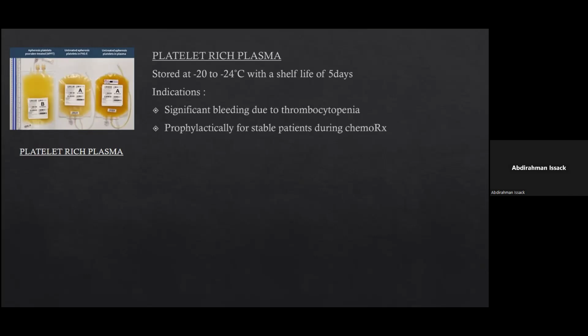Its indication is basically to correct thrombocytopenia and prophylactically for stable patient during chemotherapy to prevent bleeding as well.